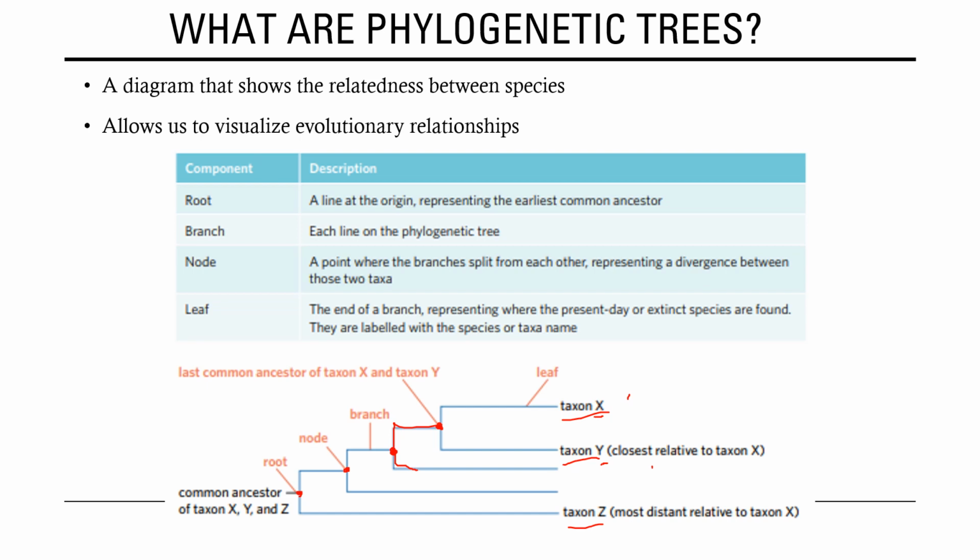that currently exist. So you can see for taxon Z, for instance, this species must be a very old species because its most recent common ancestor is all the way back at the root here. So you can assume from this phylogenetic tree that taxon Z would be the oldest living species, and then taxon X and Y would be the youngest evolving species because their recent ancestor happened a lot later in time. So these are the key parts of a phylogenetic tree.